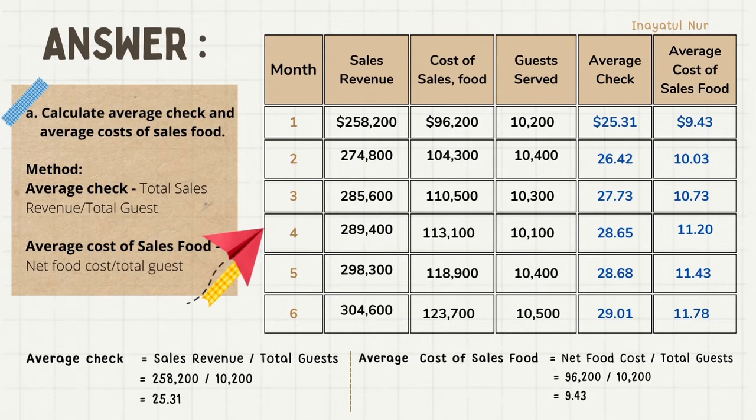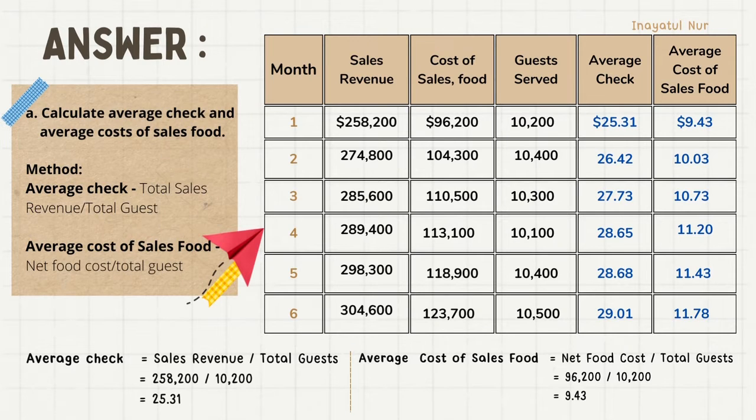Question A. Calculate average check and average cost of sales food for each of the 6 months. By using the formula, sales revenue divided by the number of guests will get an average check. For example, taking sales revenue from the first month, 258,200, then dividing by the number of guests served from the first month, 10,200, we will get the average check answer, which is 25.31.